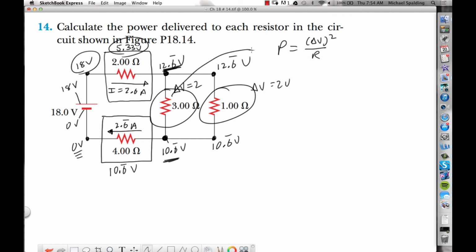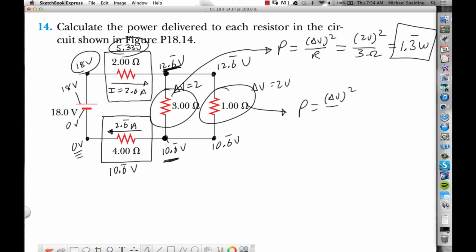So now let's do the 3 ohm. For the 3 ohm, the voltage across him is 2. The resistance is 3 ohm. So this gives a power of 4 over 3. So what's that? 1.3 repeating. And then go to the 1 ohm. P equals delta V squared over R. So that's going to be 2 volts squared over 1. So that gives 4 watts. It's like a puzzle.